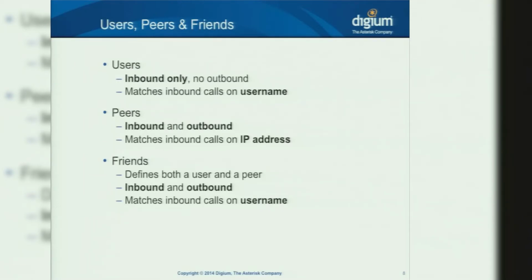Asterisk can send calls to peers. So that's why we have peers listed as inbound and outbound. I know the previous slide said outbound. Well, it is outbound. It's also inbound. You can set that for a peer. The real difference being a peer matches on IP address. So, hand? For users, you're matching on username, right?